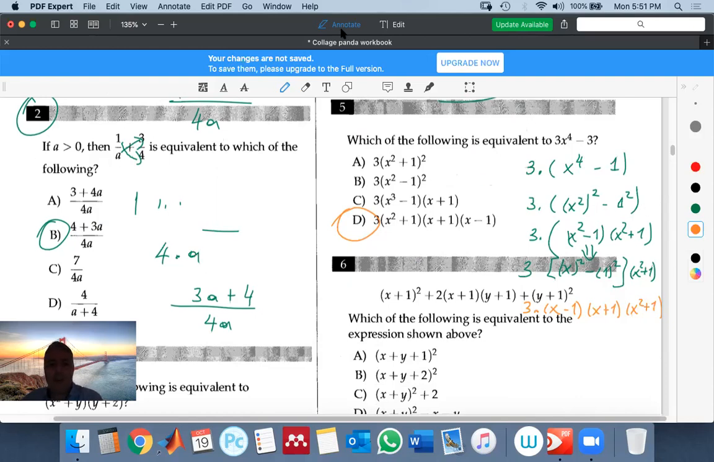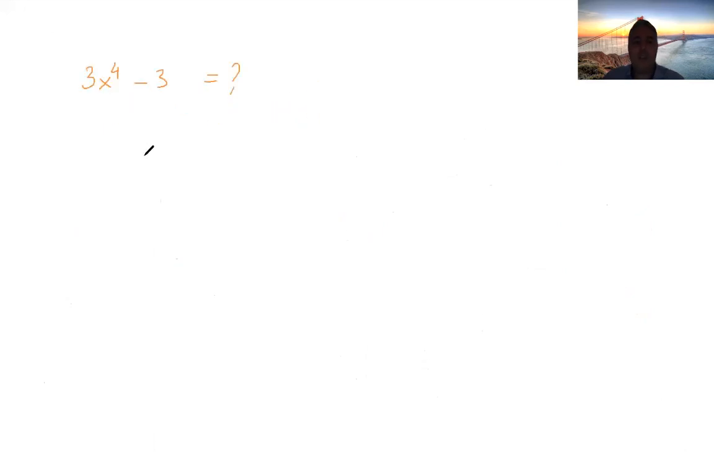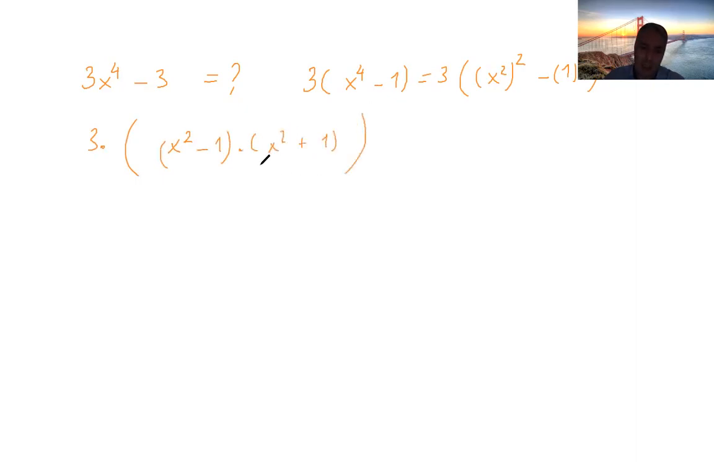But let me explain here on the whiteboard so we can finish the lesson. 3 x to 4 minus 3 question mark. Solution. 3 common parentheses, and then x squared minus 1 squared. So 3 is outside. First number power 2, second number power 2. So first number minus second number times first number plus second number. Here I can't do anything, it's finished, but here I can.